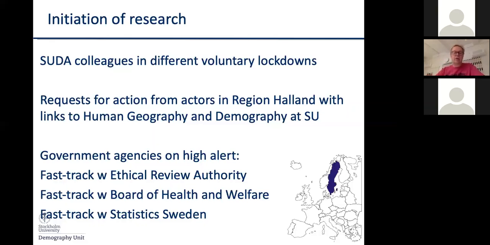So we had a fast track with the ethical review authority in order to order the data. We had another fast track with the Board of Health and Welfare to get the cause of death register. Normally this register is only updated once per year, but then they provided it up to date until the very last day of data. And we also got a fast track with Statistics Sweden to derive the base population for the study and update the background data. And it was quite impressive.